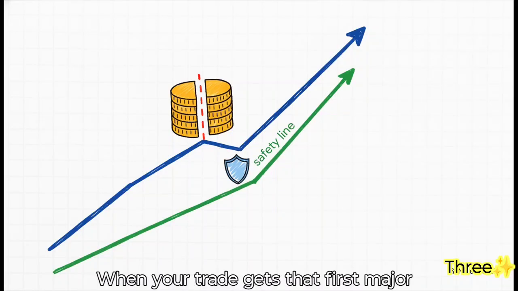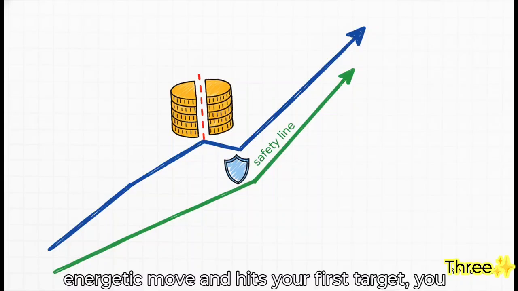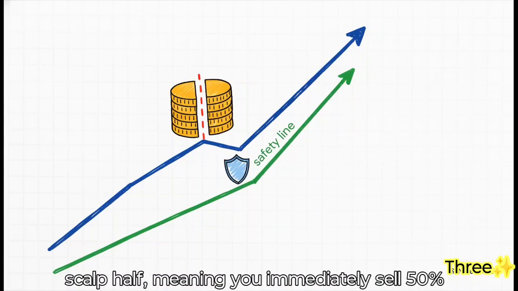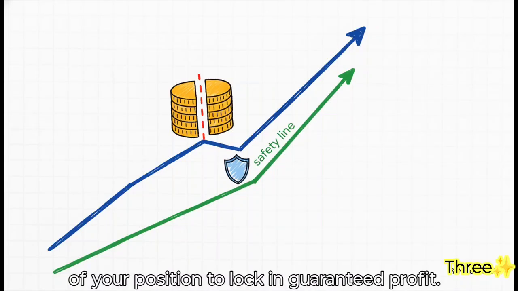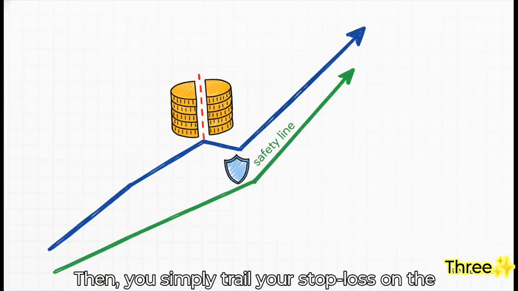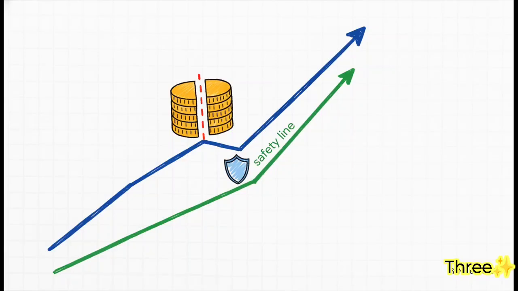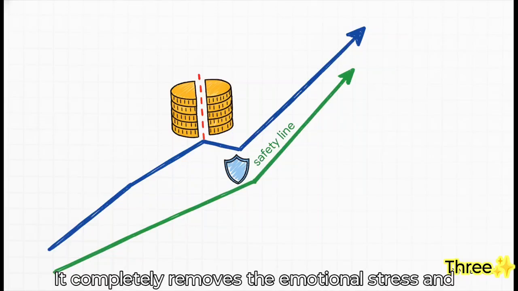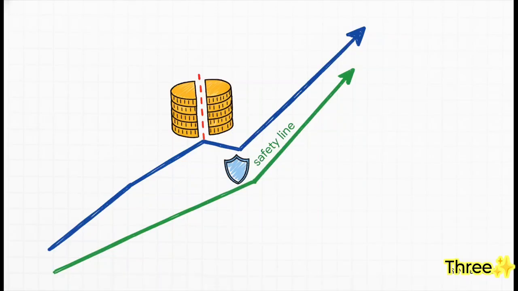When your trade gets that first major energetic move and hits your first target, you scalp half, meaning you immediately sell 50% of your position to lock in guaranteed profit. Then you simply trail your stop loss on the remaining half right behind that safety line we just talked about. It completely removes the emotional stress and lets you ride the big trends safely.